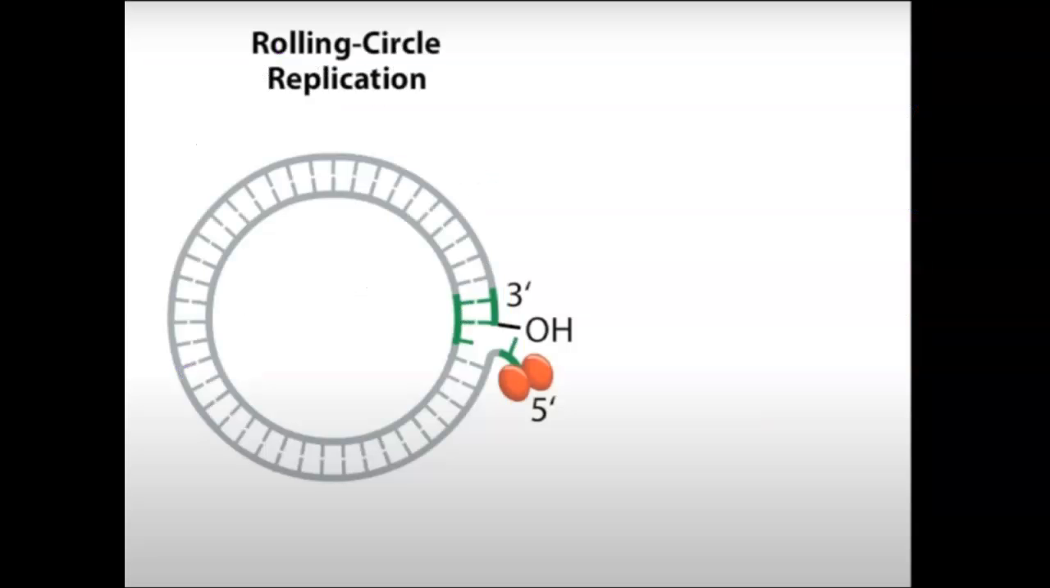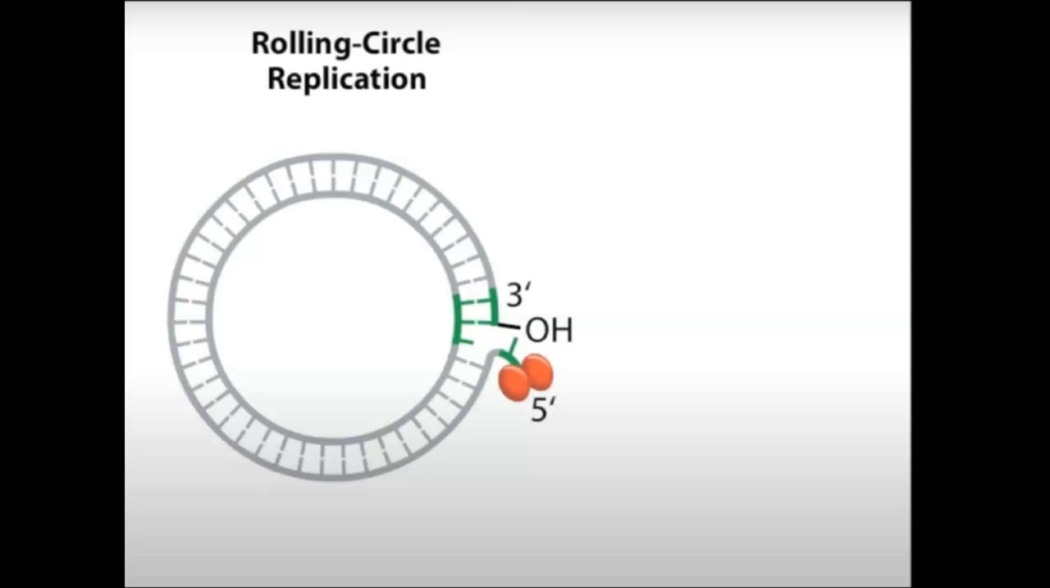YouTube didn't have an animation of this virus doing rolling circle replication, but it does have animations of plasmids doing rolling circle replication. So the overall process is the same, but the names of the proteins and the sites are a little bit different. And basically, you've got a circle, right? And when you nick one of these strands, you've got a 3' and a 5' end.